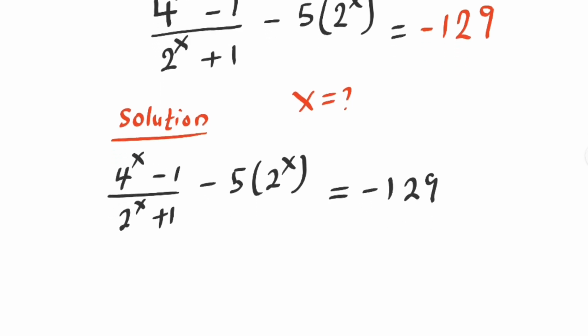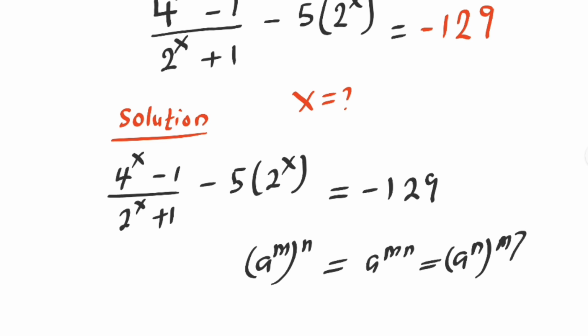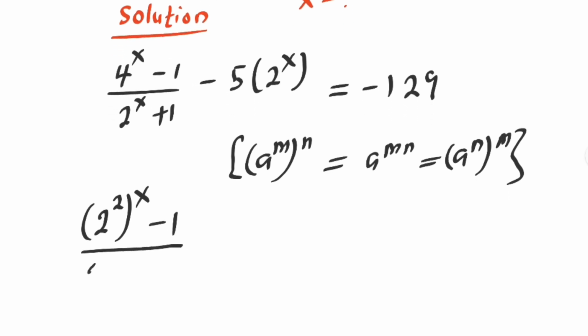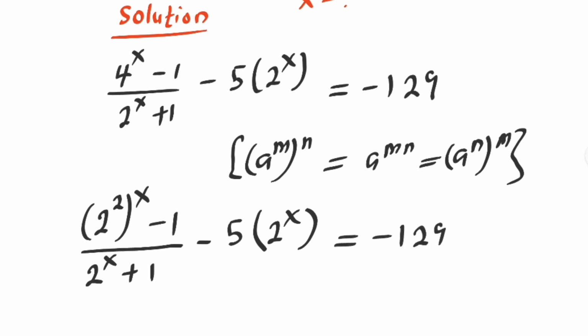Take note of this, that if you have a raised to power m to the power of n, this is equal to a raised to power mn, and this is equal to a raised to power n to the power of m. Then 4 raised to power x can be written as 2 square to the power of x, minus 1 over 2 raised to power x plus 1, minus 5 bracket 2 raised to power x is equal to minus 129.